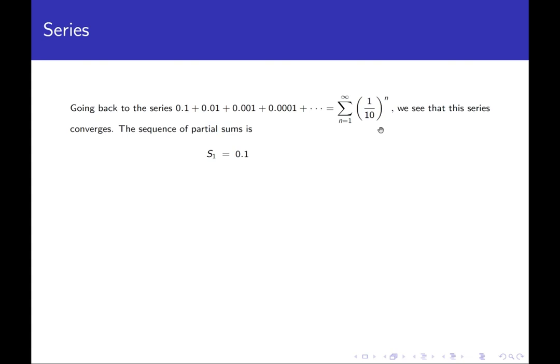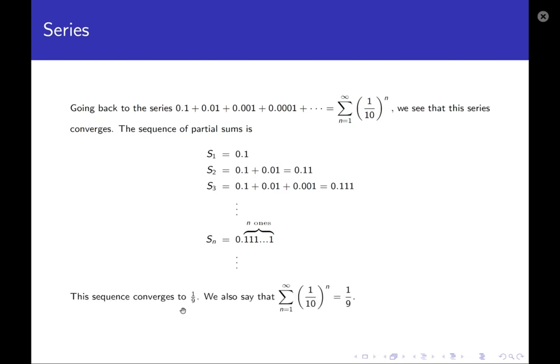So what's the sequence of partial sums then? Well, the first partial sum is just the first term. The second partial sum is the sum of the first 2 terms. The third one is the sum of the first 3 terms, and so on down the line. Your sequence of partial sums in this case will be 0. with n ones behind it, because we're adding those n decimal places at each step.